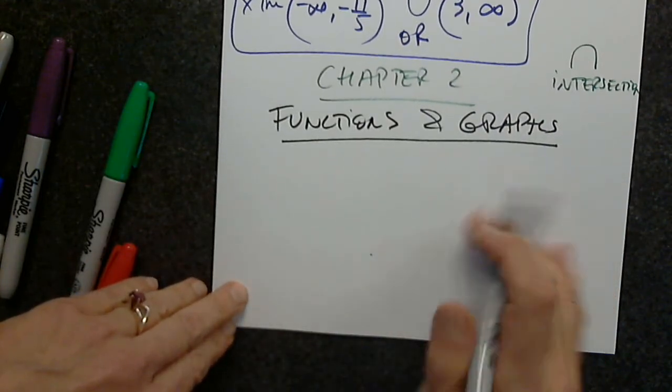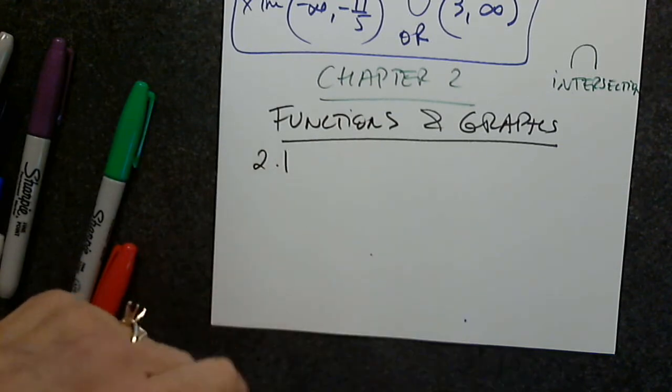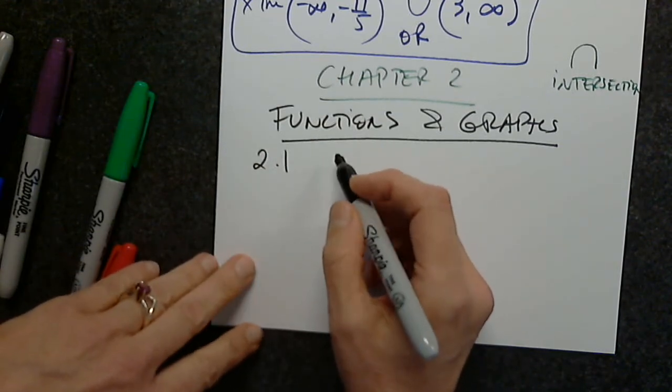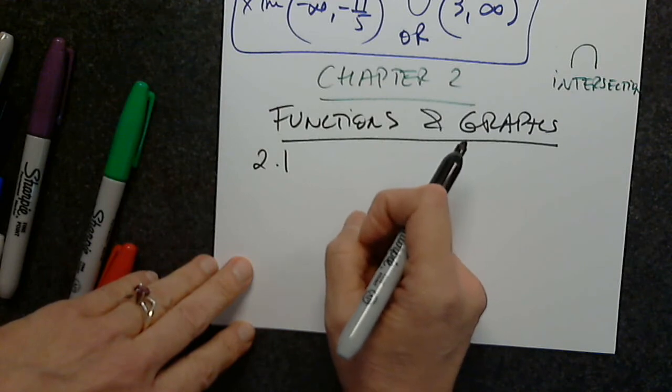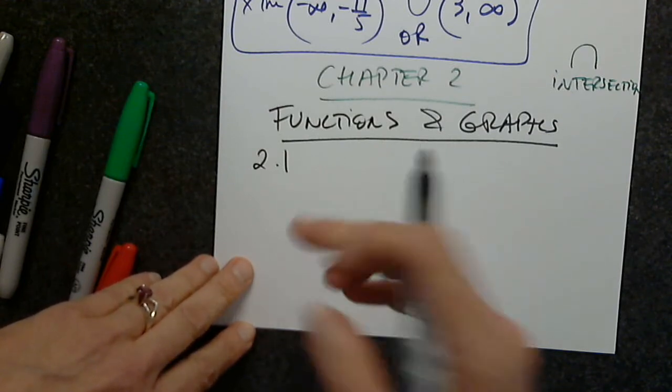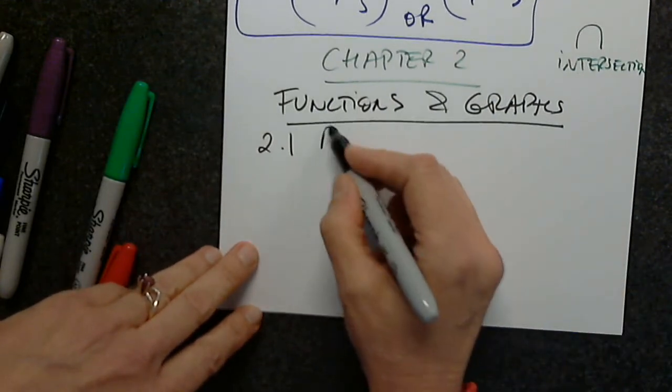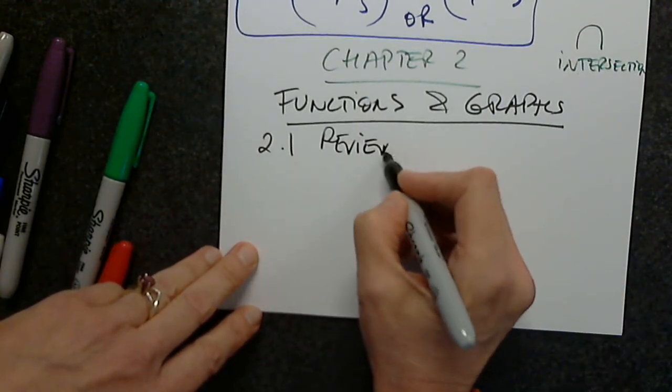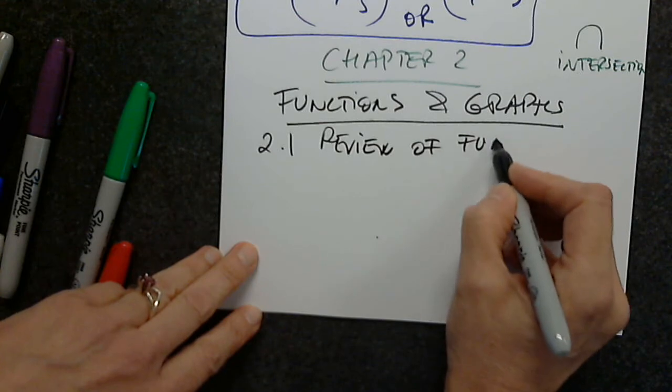Okay, functions and graphs. So in 2.1, we are just looking at what a function is and how to read from a graph and how to find the domain, how to find the range, just a review of functions. So I'm going to call it review of functions.